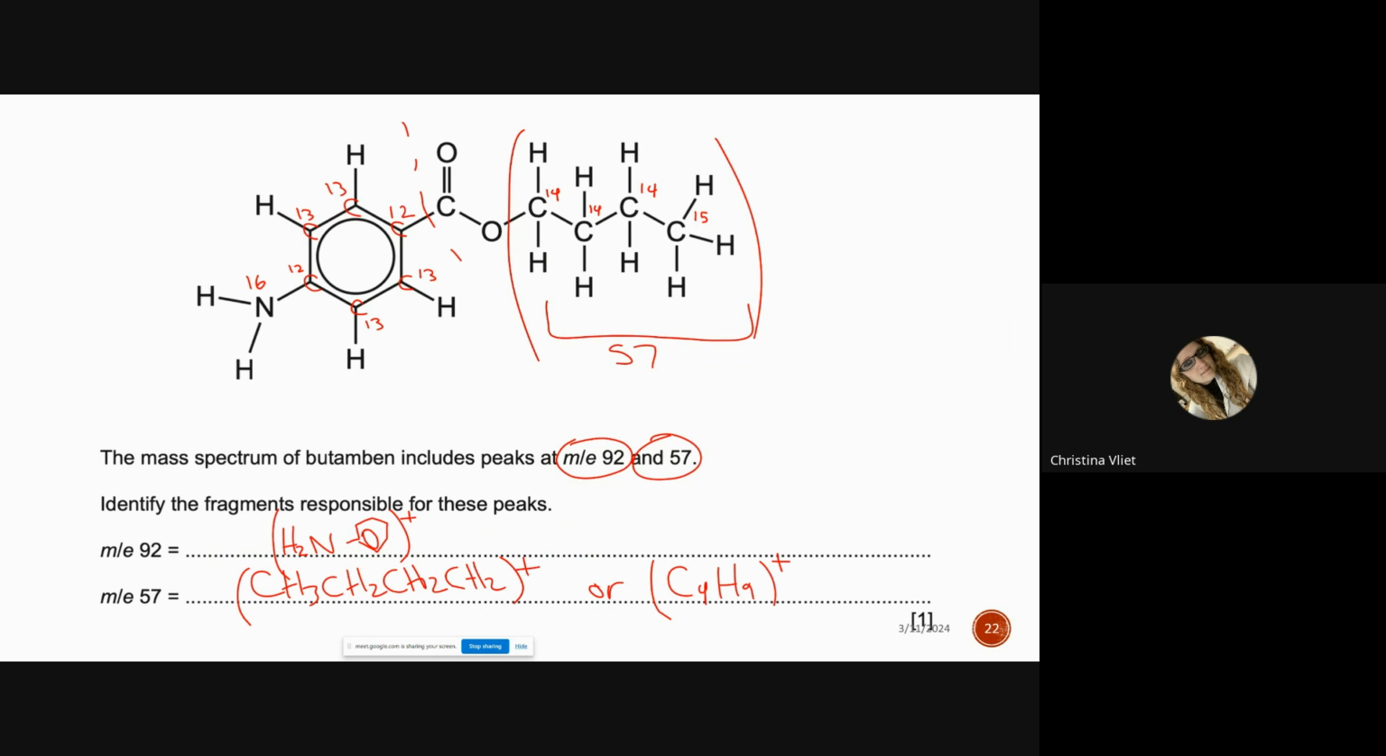Can I write it that way? Yeah, go ahead. You could. You would just have to count all of these up. Count up on this side of the bond how many carbons, hydrogens, and nitrogens you have, and you could do it that way. That's an alternative. All right. So I just wanted to show you that real quick.